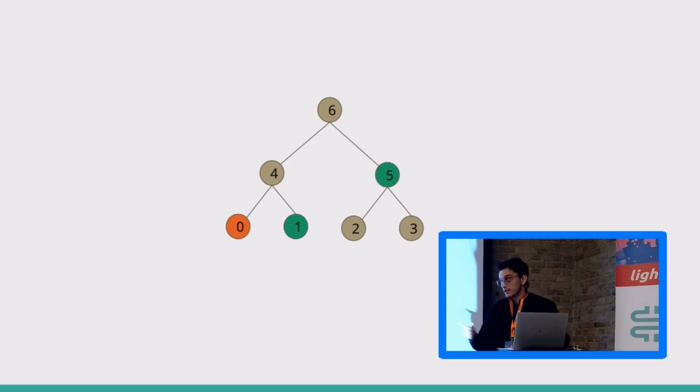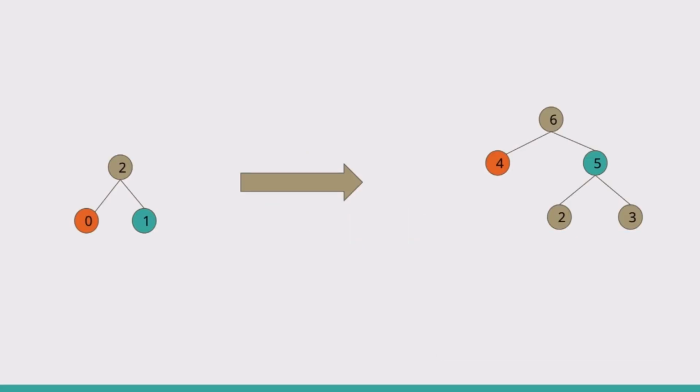And with that, I just take 0 and 1, concatenate them, compute 4. With 5, I compute 6. I compare 6 with what I computed. If they match, the proof is valid. If they don't match, the proof is invalid. So this is a Merkle tree. Utreexo is basically a bunch of those trees.